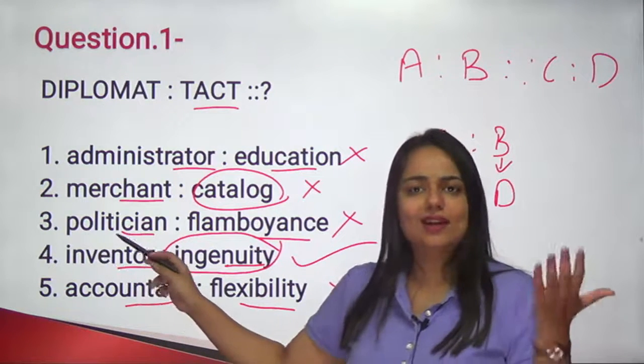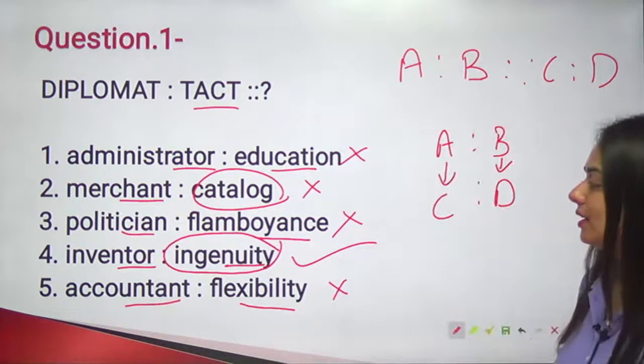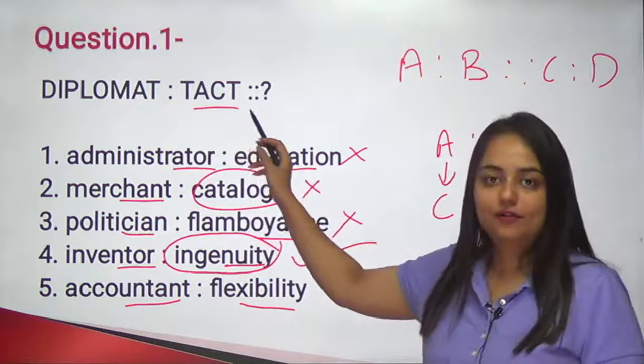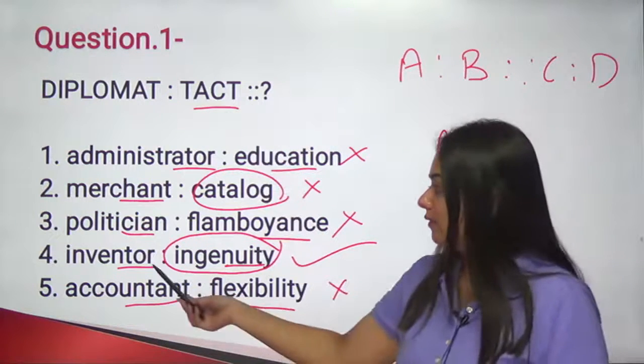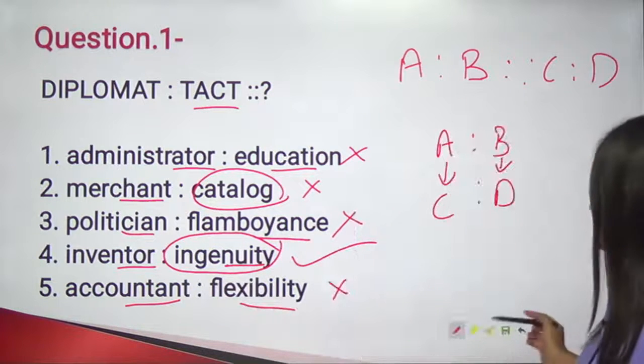That is the reason they are known as inventors, because they invent something new. So the fourth one is the right answer. Just as a diplomat is known for this quality, that is, they have tact in doing things, similarly inventors have ingenuity of mind. That is the reason they are so innovative.